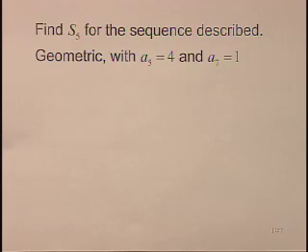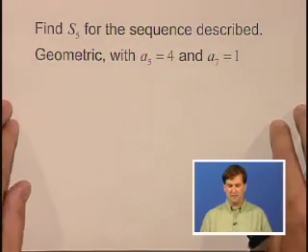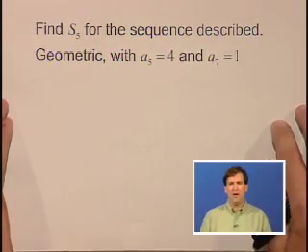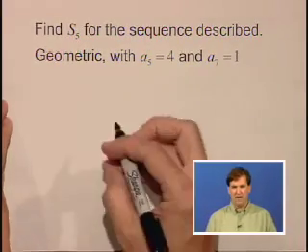Find S5, which is the sum of the first 5 terms for the sequence described, geometric with a sub 5 equal to 4 and a sub 7 equal to 1. In order to find the sum of the first 5 terms, we need to know the common ratio and we need to know the first term.